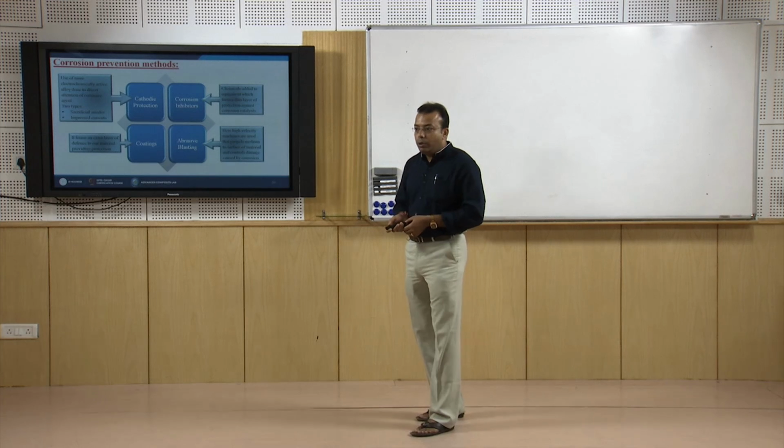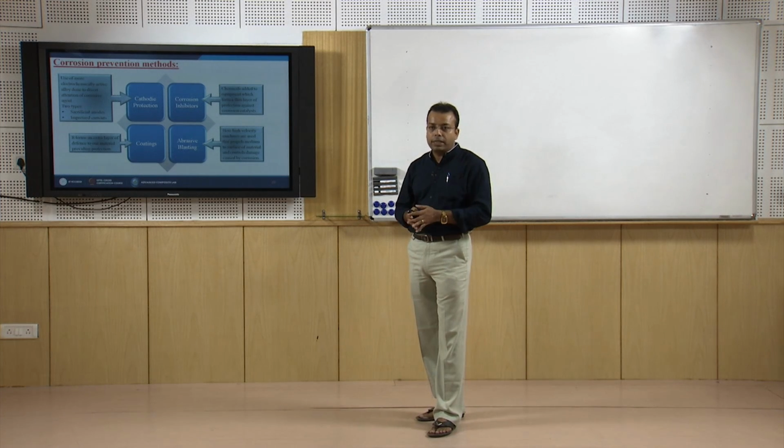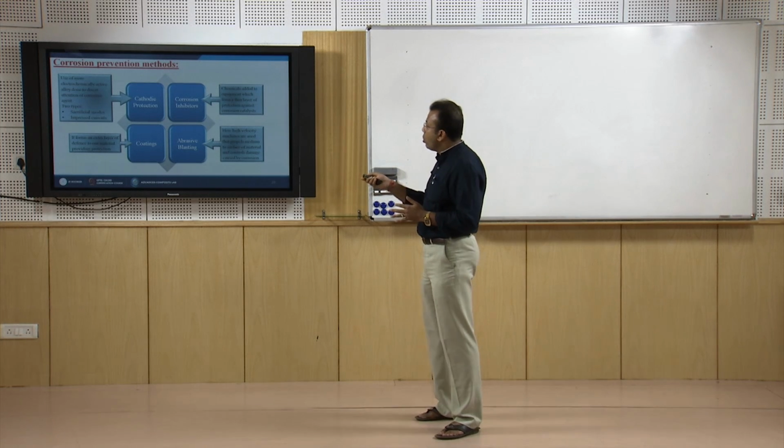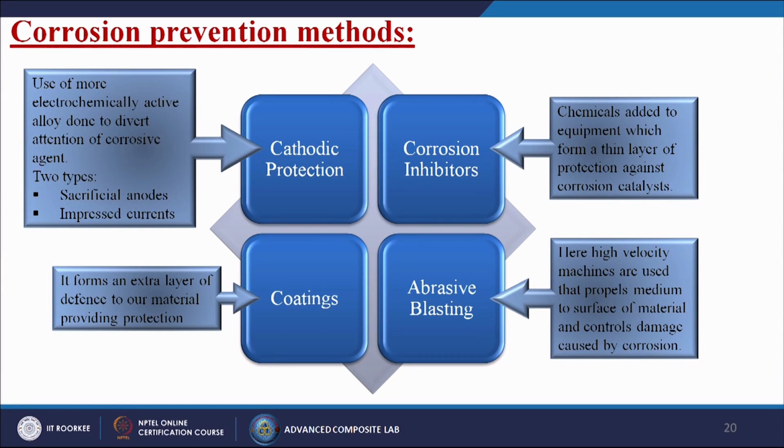Then in the next slide we will discuss, till now we have been discussing several types of corrosion. Now we are going to look at some modifications or remedies by which we can stop the corrosion process in our materials. So, corrosion prevention methods, first one is called cathodic protection. Use of a more electrochemically active alloy to divert the attention of corrosive agents, like sacrificial anodes, or impressed currents.